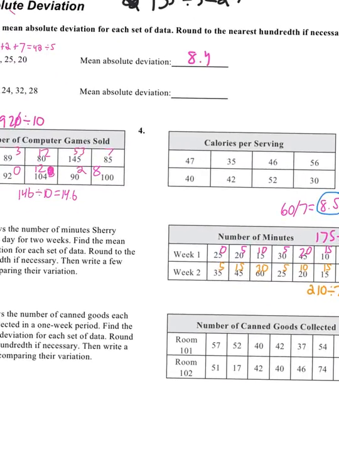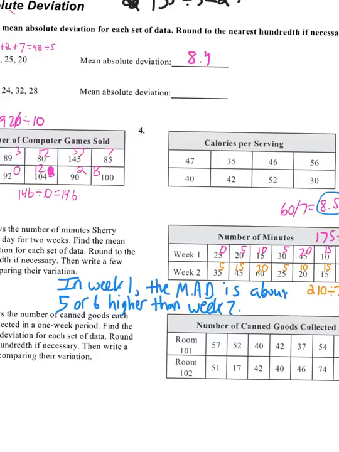Okay. So in week 1, I'm going to pause it so you don't have to watch me write. Okay, so in week 1, the mean absolute deviation is about 5 or 6 higher than week 2. So I didn't write that much. You can keep yours if yours makes sense. You don't have to have exactly what I have.